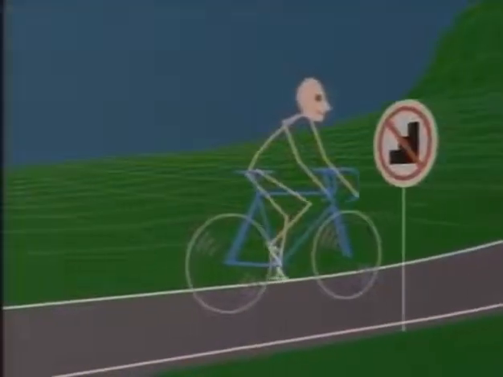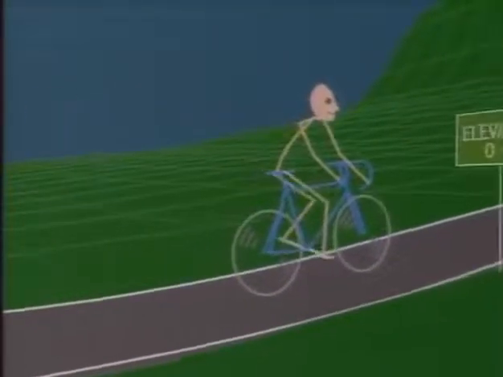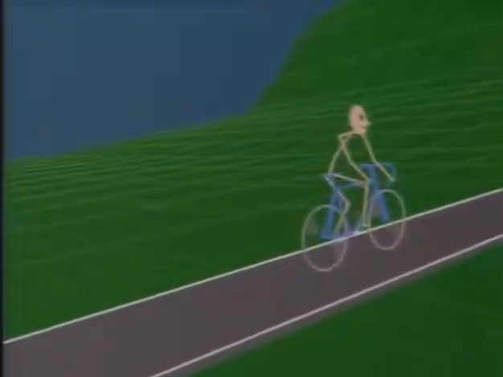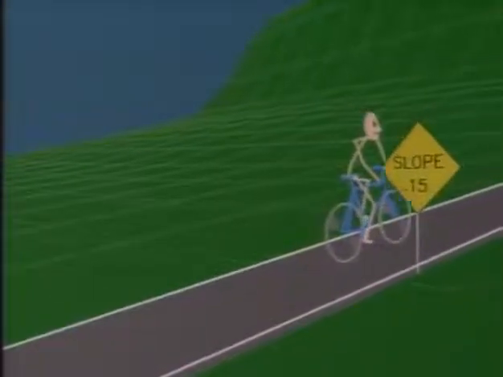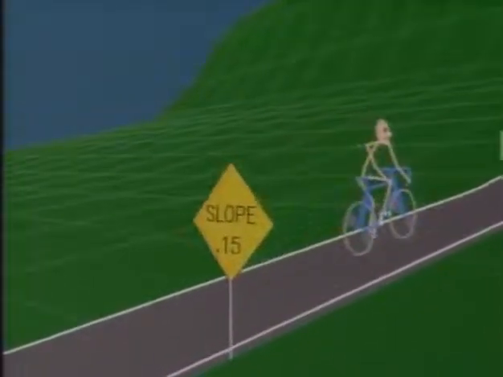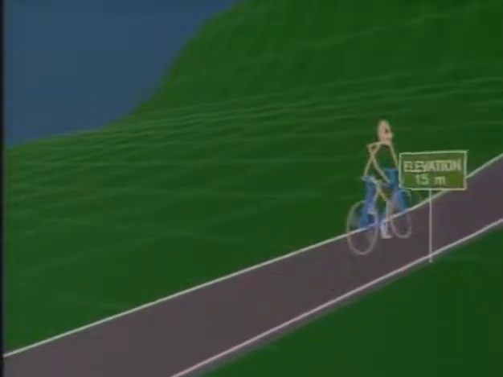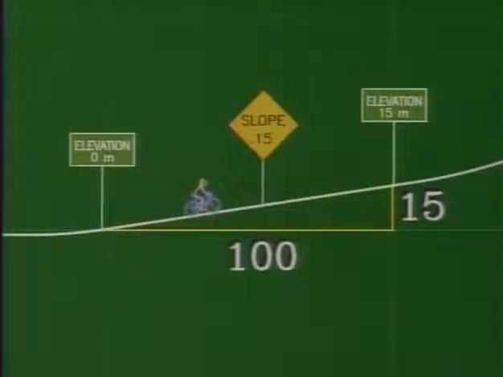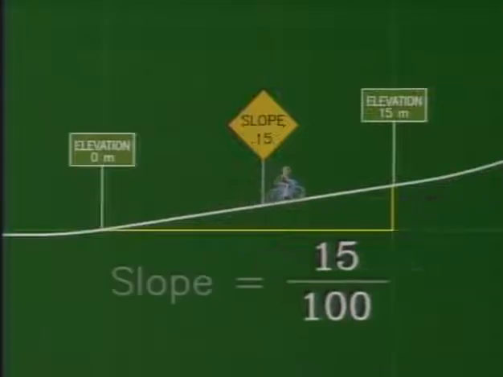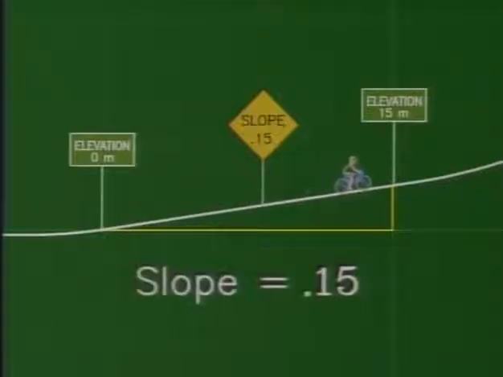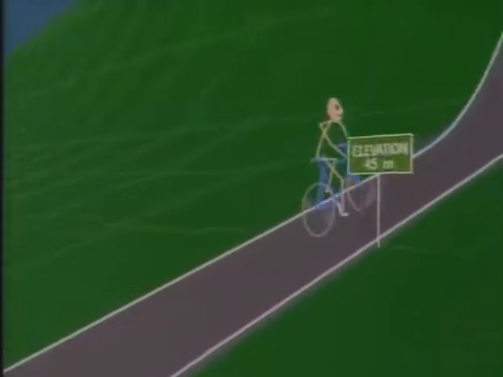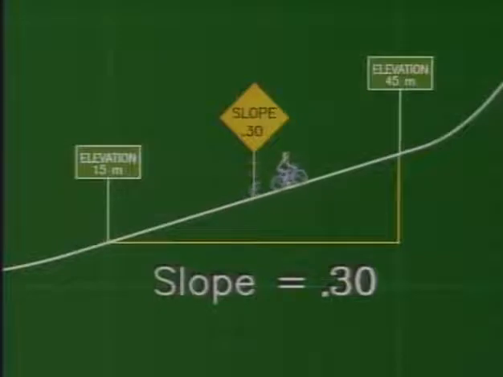On the incline, the steepness is the ratio of the change in elevation to the change in horizontal distance. This ratio, a number, is called the slope. For example, suppose the elevation of an incline increases 15 meters every 100 meters. The rider moves upward 15, horizontally 100. The slope is 0.15. A hill with a slope of 0.3 is twice as steep as one with a slope of 0.15.